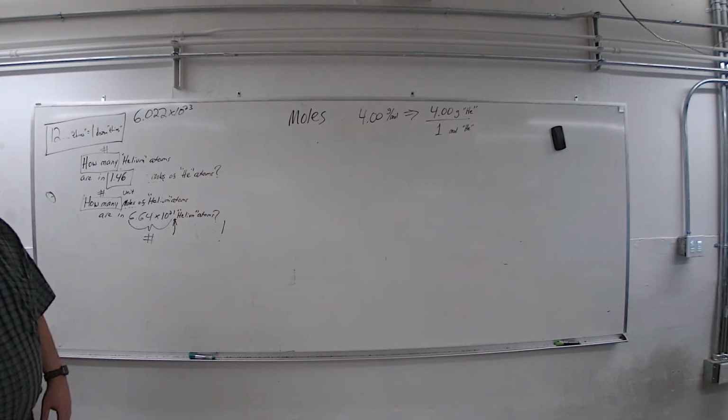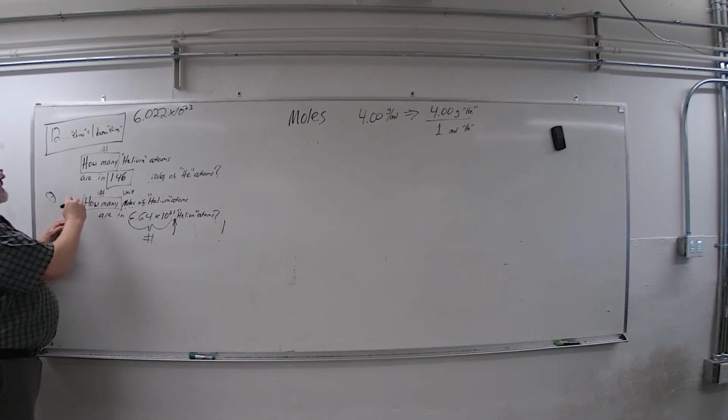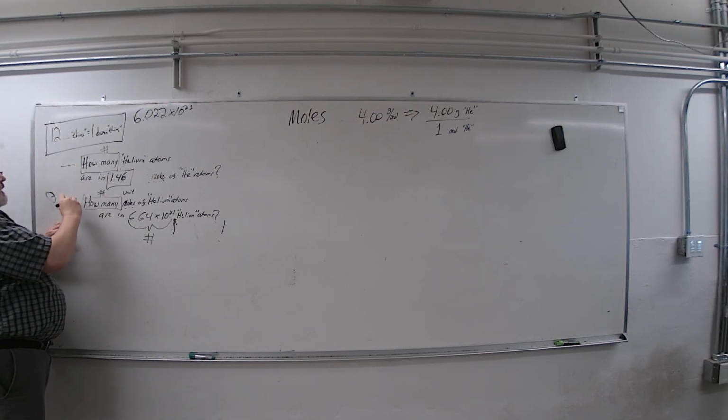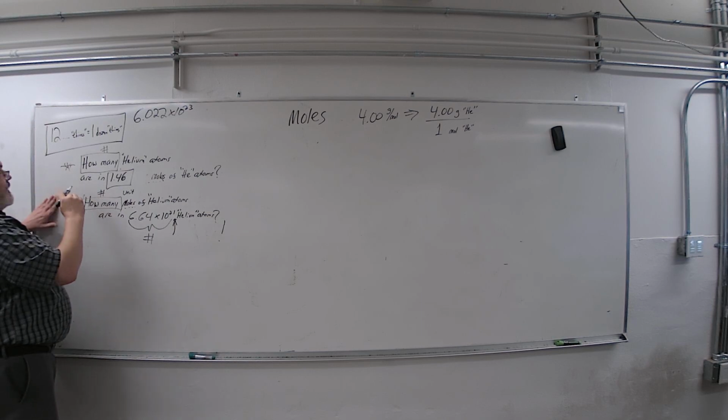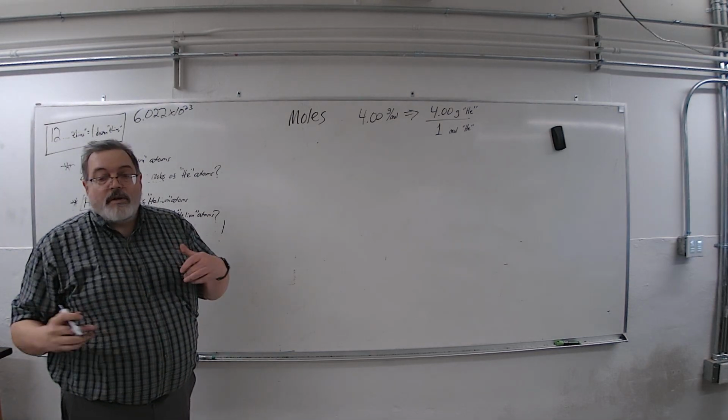Now that I have that, I can write some more questions like this. But 6.022 times 10 to the 23rd isn't going to come up.